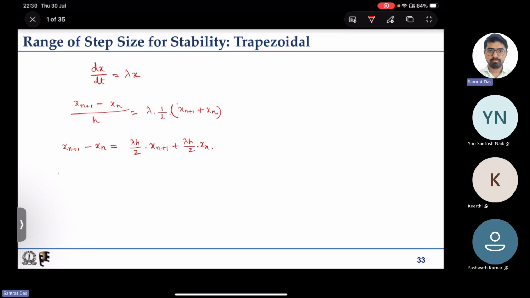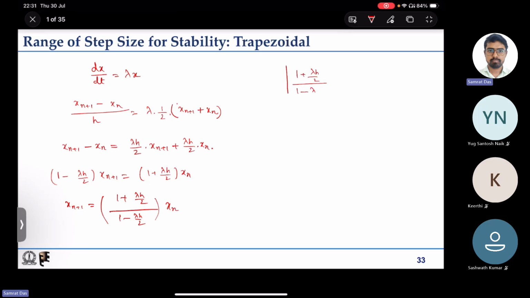So if we take common, (1 − λh/2) is multiplied by x_{n+1}, and this will be (1 + λh/2) multiplied by x_n. So our x_{n+1} is equal to (1 + λh/2) divided by (1 − λh/2), which is the factor multiplied by x_n. Again similarly, the modulus of (1 + λh/2) divided by (1 − λh/2) has to be less than 1 for stability, right? It has to be less than 1 for stability.